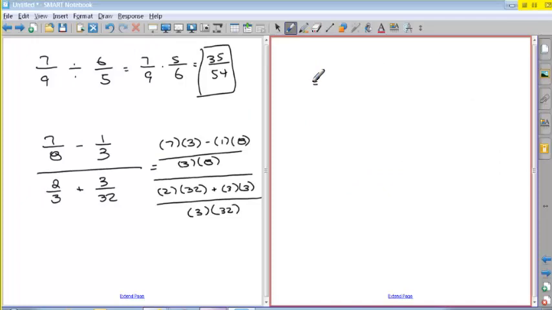So let's go ahead and do the 21. We have 21 minus 8, which is 13. So the first numerator is 13. Denominator is 24, 3 times 8. Then we divide by 2 times 32 plus 3 times 3, which is 73, divided by 3 times 32, which is 96.